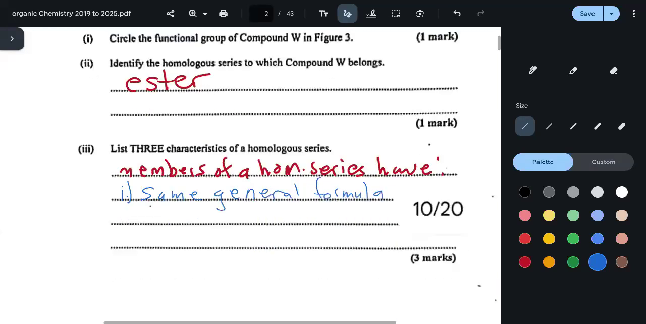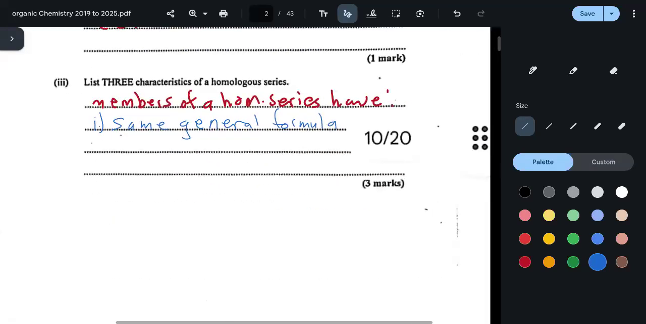What else? They have the same functional group. What else? You need to build up confidence. Just answer. Don't be afraid to answer. What's the third one? So they have the same general formula, the same functional group, similar... and what else? Properties. All right. Similar chemical properties.